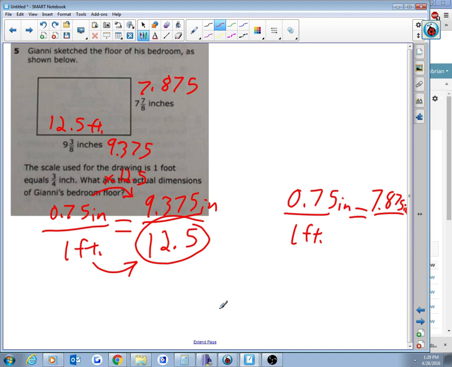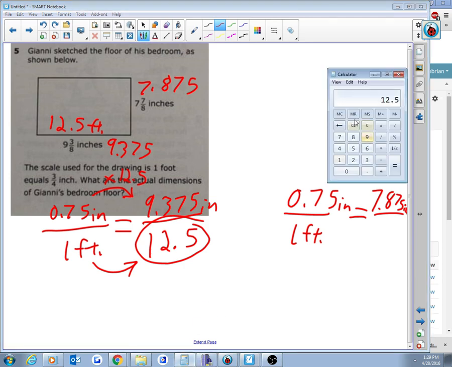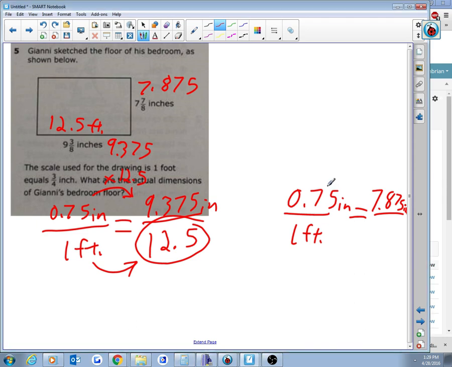And this one, so let's once again use the calculator, 7.875, which is the same thing as 7 and 7/8, divided by 0.75 is going to give me 10.5. So the scale factor here is 10.5. So 1 times 10.5 equals 10.5 feet. So this would be 10.5 feet.